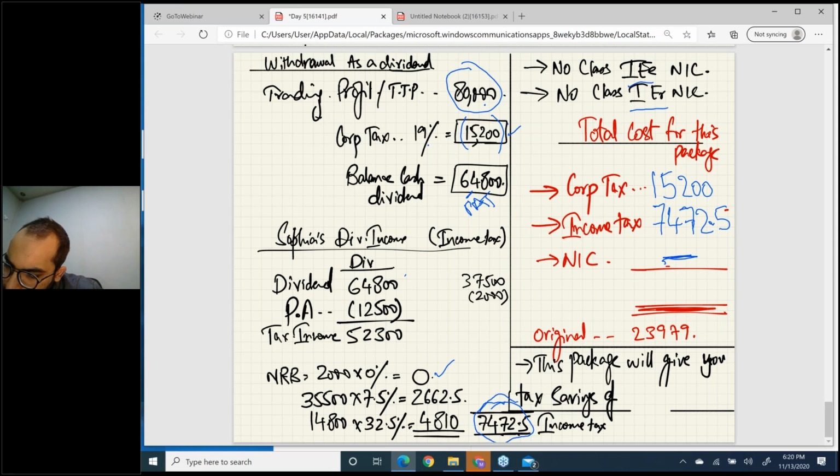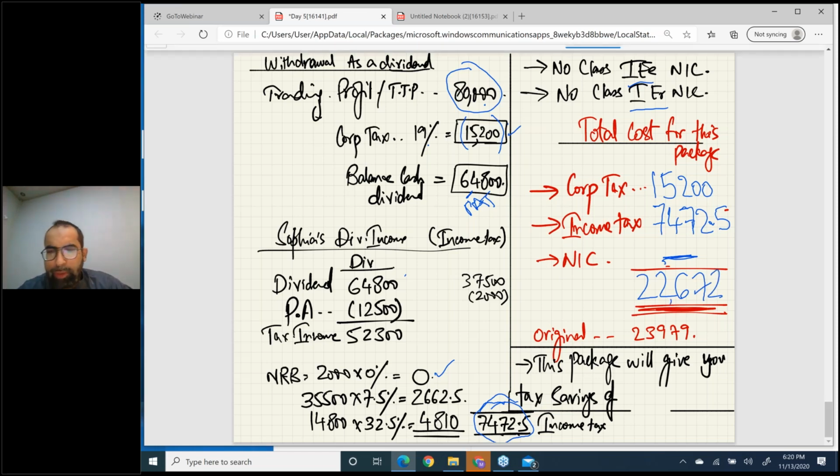15,200 plus 7,472 is 22,672, right? Ignore the 0.5. Now yes, this is cheaper than the original package. Tell me the original package. The original package was 23,979, and this is 22,672.